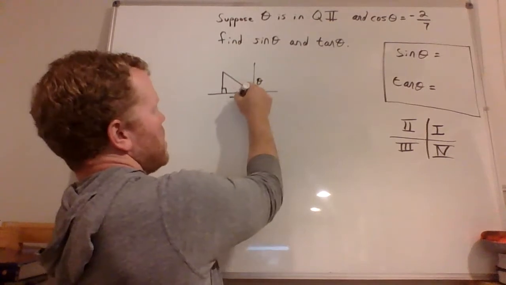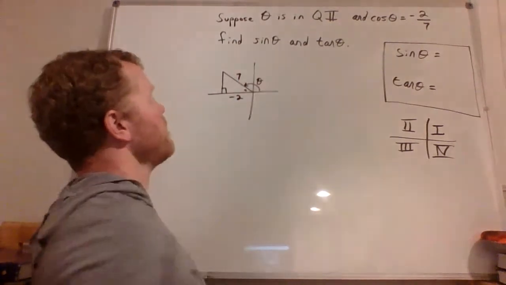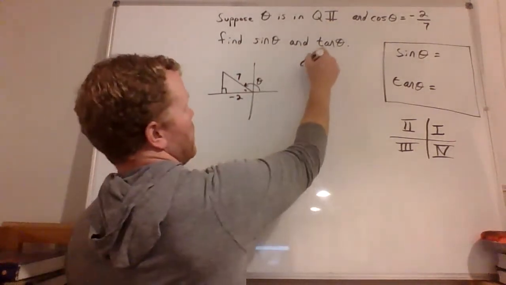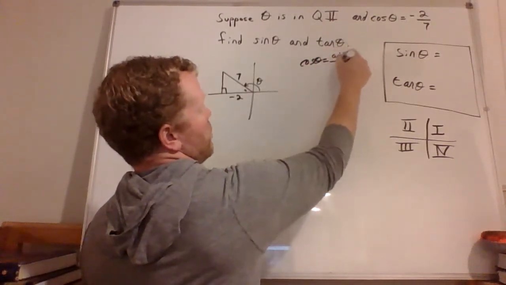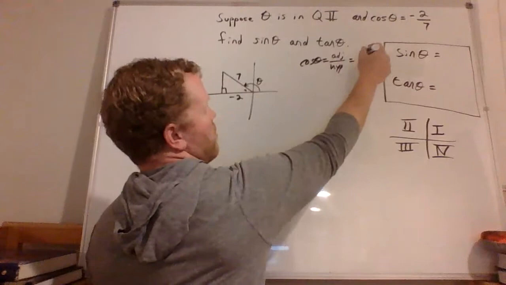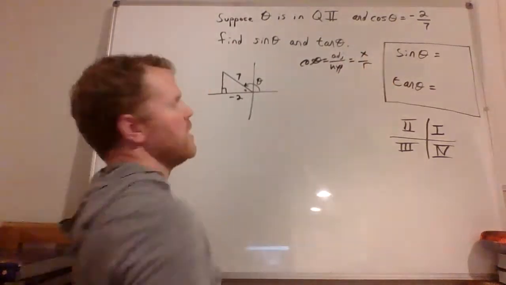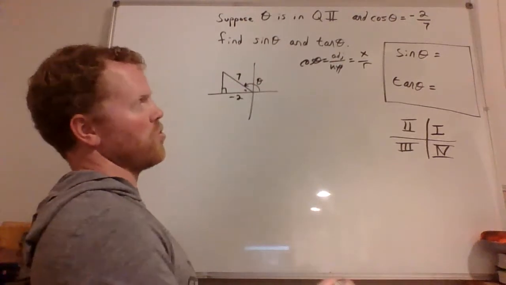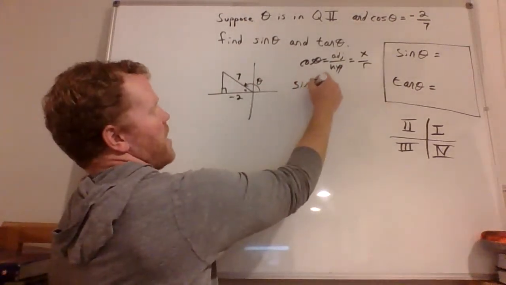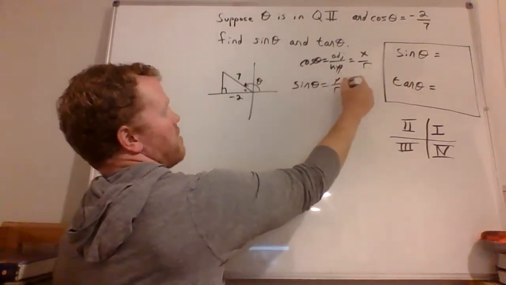So that's got to be -2, and that's got to be 7, because cosine of theta is adjacent over hypotenuse, or in alternate world, x divided by r. So you want to kind of treat it like there's a big circle around here. I usually don't like to draw that circle. Sine of theta is y divided by r.